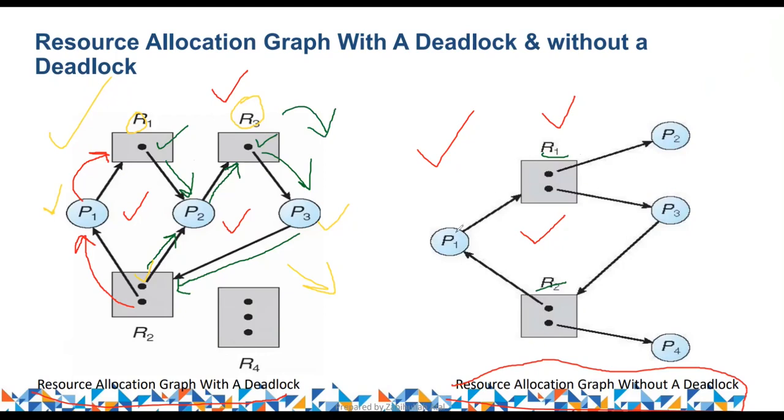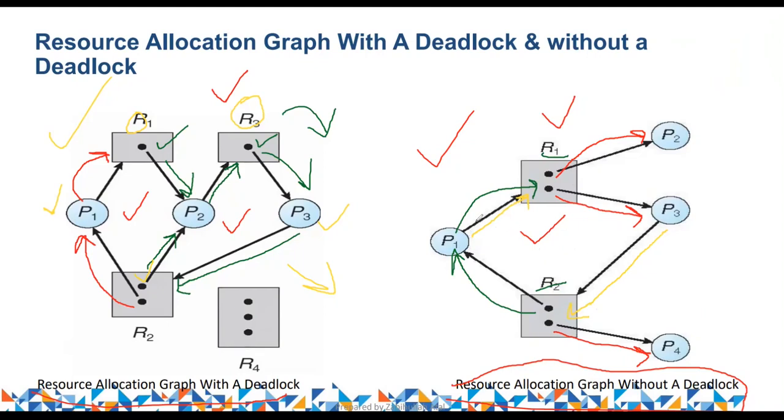Okay, guys, here P1 is waiting for this instance, and this R2 instance is assigned to P1. This second instance of R1 is assigned to P2. Very good. And here, this instance is assigned to P4. This is assigned to P3. The waiting edges are 2. P3 is waiting for this instance, and P1 is waiting for this instance. These two yellow lines are waiting lines.